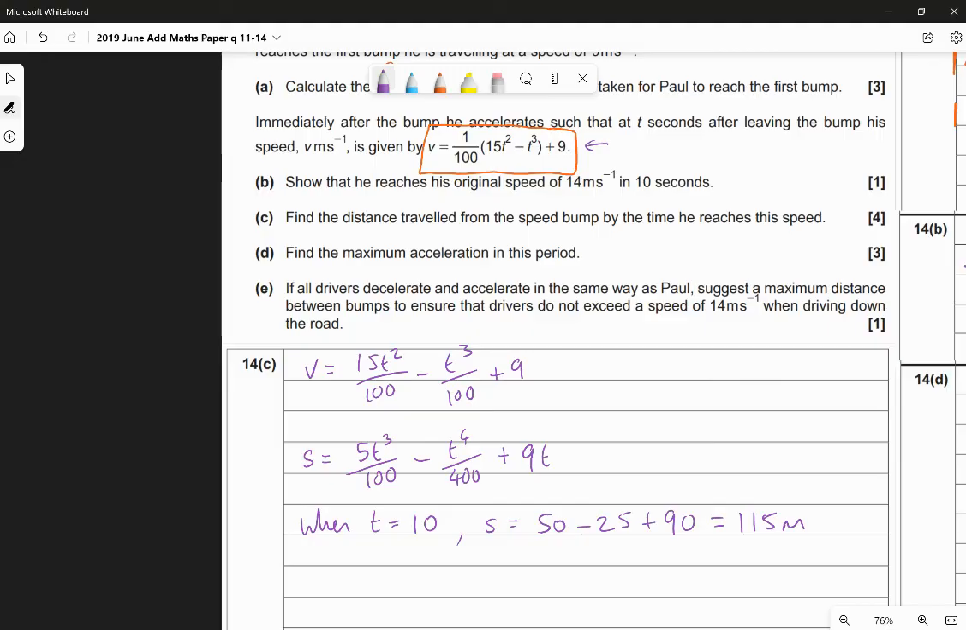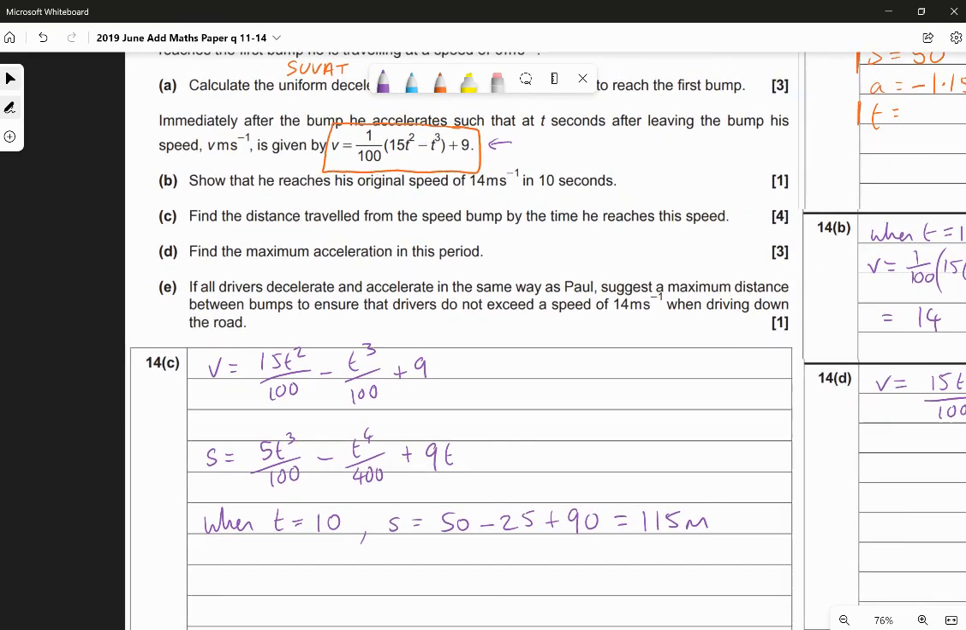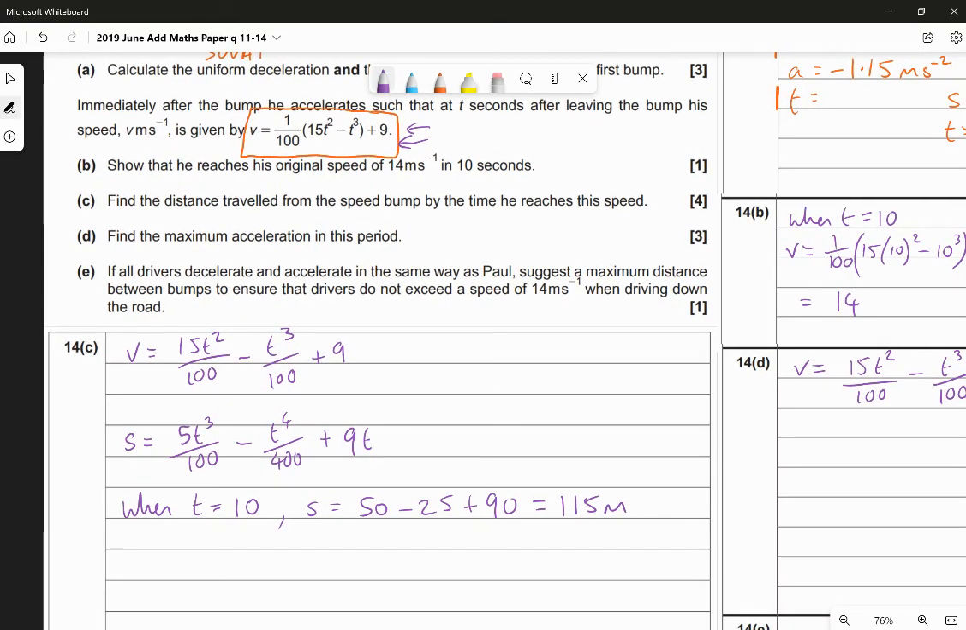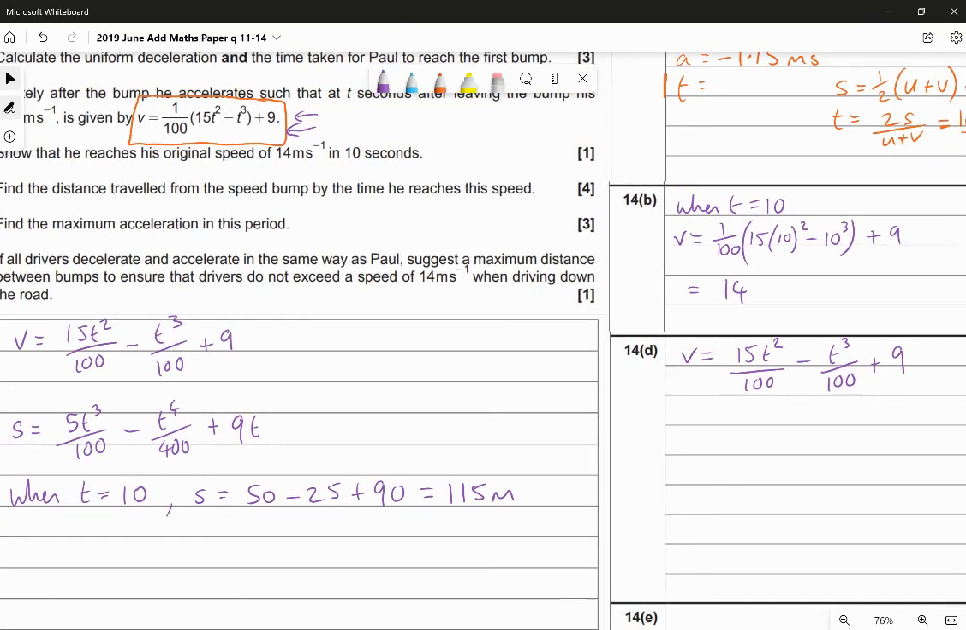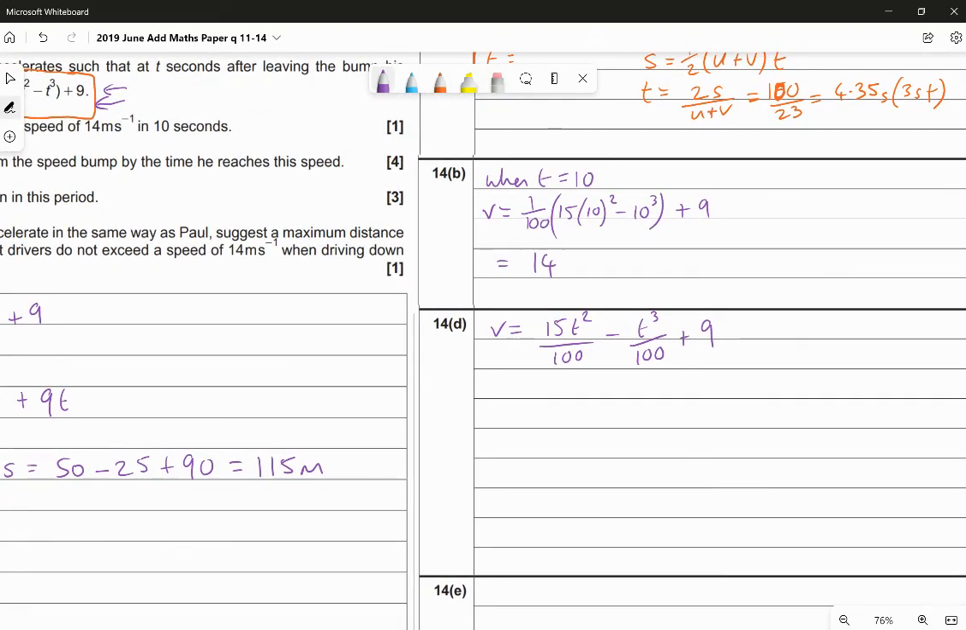Okay, part D. Find the maximum acceleration in this period. So in that period, I'm going with this velocity, and I want to find the maximum acceleration. Well, it'd be useful to find an expression for the acceleration before I find the maximum acceleration. So it was actually useful me having written this out here.